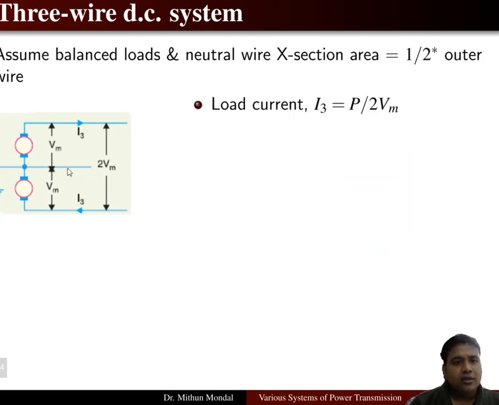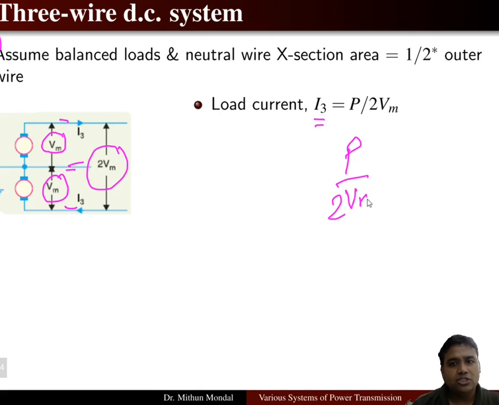Then you can see that the Vm is the maximum voltage between the conductor and the earth. That is the assumption for the overhead system. Vm is the maximum voltage between the conductor and the earth. So total voltage is 2 Vm between the two conductors. Then the load current I3, because we have taken the third case, is total power P divided by the total amount of the voltage, 2 Vm between the conductors.